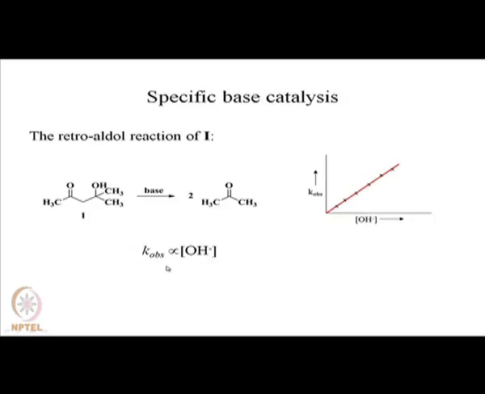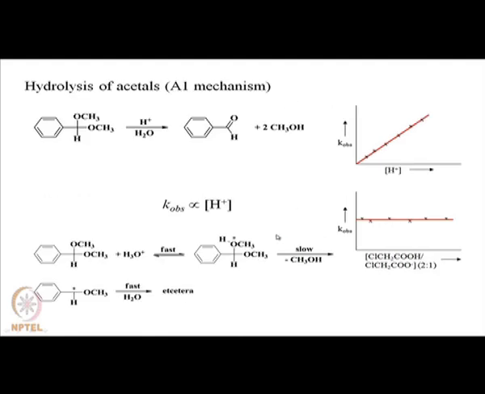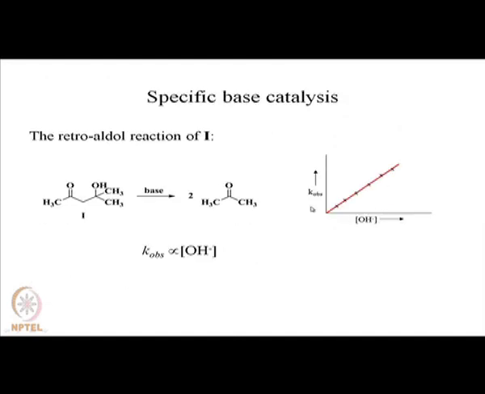Okay. Now, specific base catalysis, there is another example, the retroaldol reaction of this one, which in presence of base produces acetone. It has been found that the rate constant K is proportional to OH minus concentration, and it increases linearly, there is a positive slope. Like this reaction was H plus catalyzed, this is OH minus catalyzed, it is a specific base catalysis.